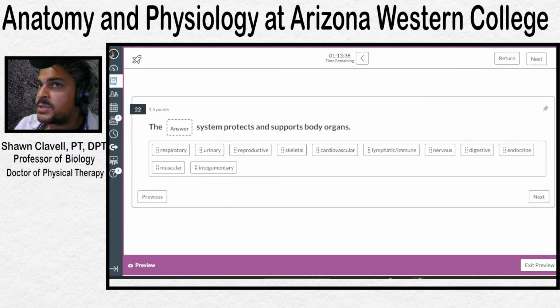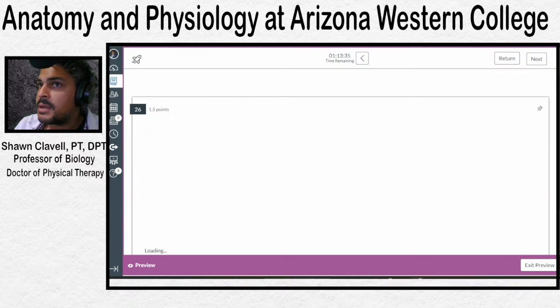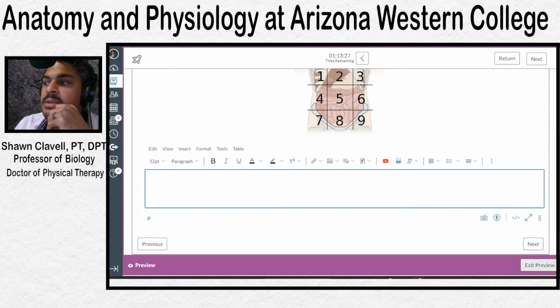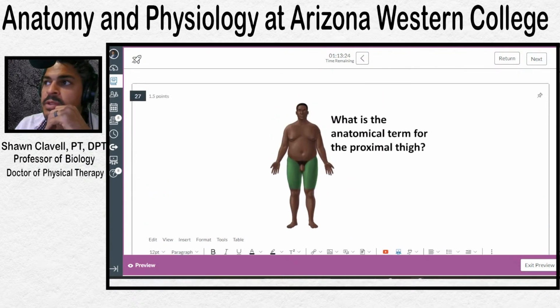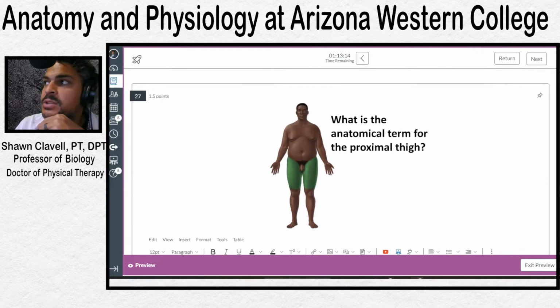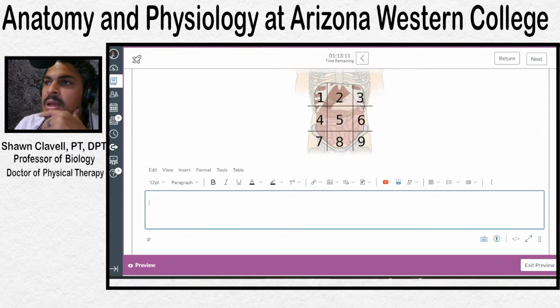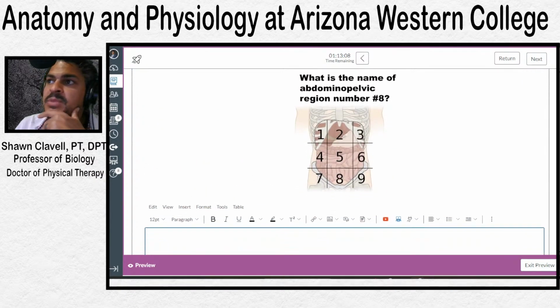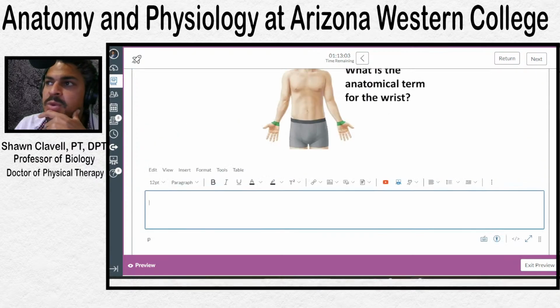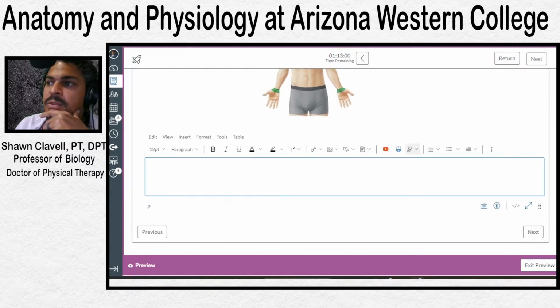is going to relate to topics like your abdominopelvic cavity, so identifying any of those abdominopelvic sections. The next one might refer to some of the anatomical terms and regions. What is the anatomical term for this proximal region of the thigh, or the proximal lower leg region? These are the questions that you'll be looking at. Again, some more abdominopelvic regions. You click, what is the name of number 8 there, and you would identify it. What is the anatomical name for that region?